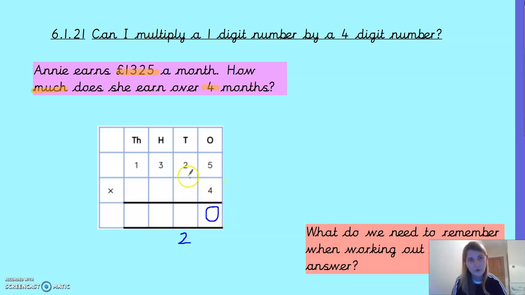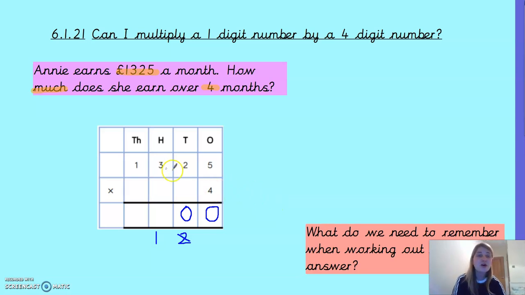Now, 4 times 2. The answer to that would be 8. But I need to remember I've got my 2 that I've carried over here. So 8 and 2 would be 10. I'm going to put another 0 to hold the place. I'm going to cross this to show that I've used it, and then I'm going to carry over my 1. Okay, you still with me?